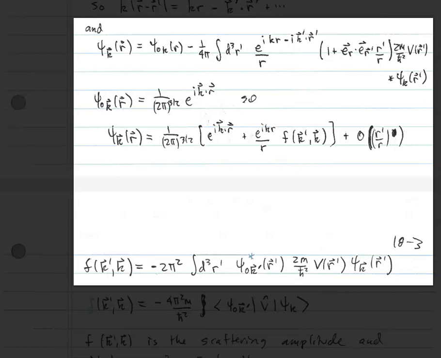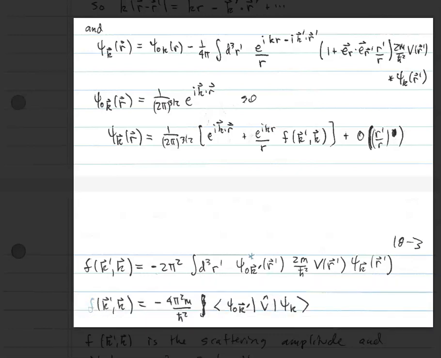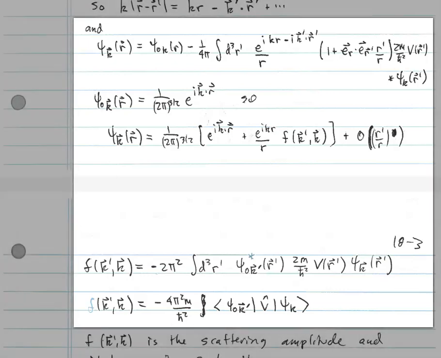Okay, so that's just reading off of the formula that we already had. We are dropping the terms that are linear in r prime and higher order now. We initially were just dropping the terms of order r prime squared. Now we're even dropping the terms of order r prime. All right, we can rewrite that scattering amplitude f of k prime k in terms of the Dirac bra-ket notation. We get minus 4 pi squared m over h bar squared psi 0 k prime V hat psi k.